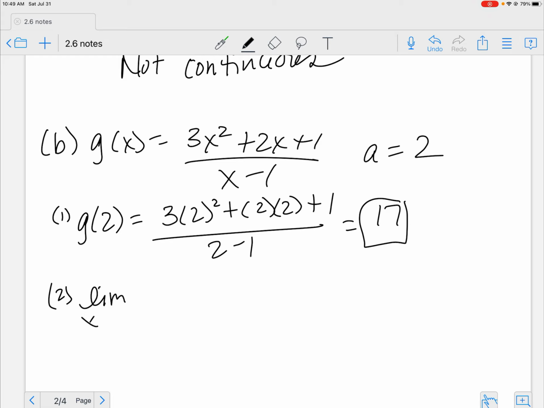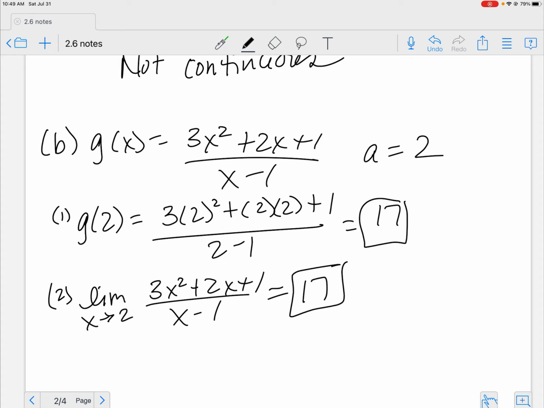Do I have a limit as x approaches 2 of my function? What is our first way to figure out if we have a limit? Plug it in. Always, always, always. Plug it in first. Always plug it in first. Lo and behold, because we literally just plugged it in above, we know my limit is going to be 17.